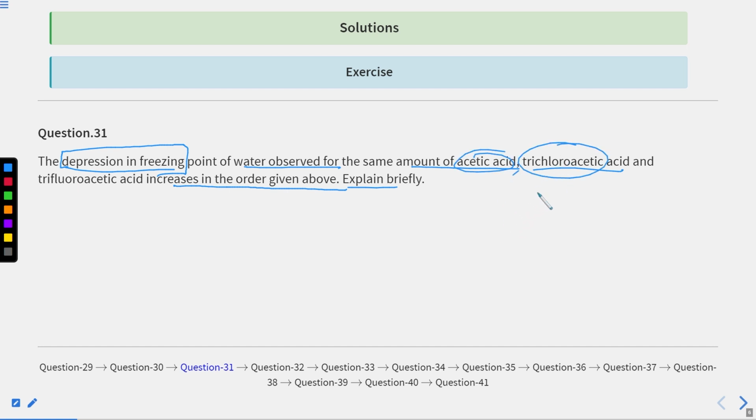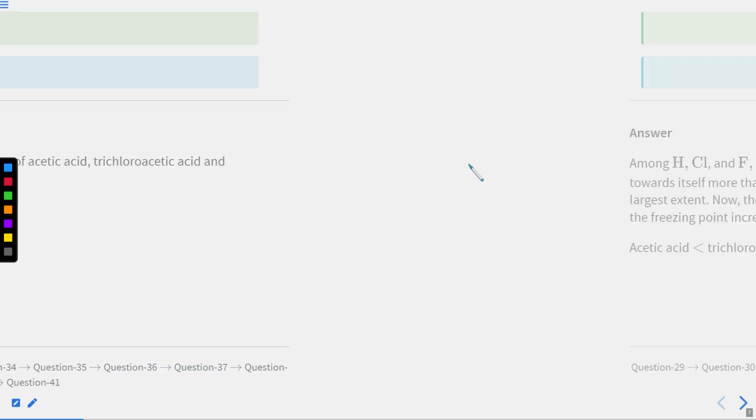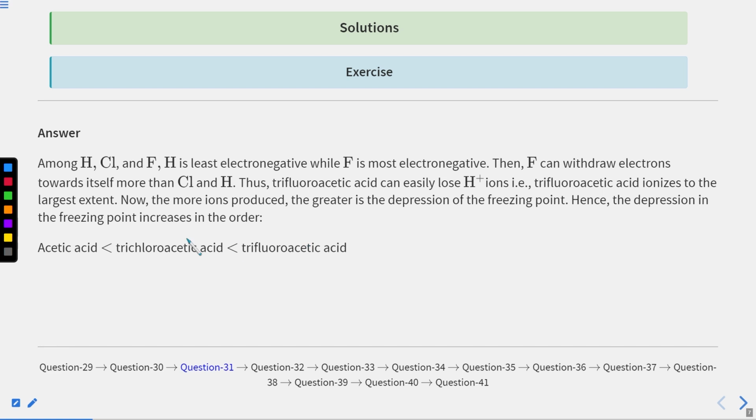So out of acetic acid, trichloroacetic acid, and trifluoroacetic acid, the trifluoroacetic acid has the most dipole moment, so it will be less volatile. Least volatile then will be trichloroacetic acid and then acetic acid. Therefore the acetic acid will have the least depression in freezing point, then trichloroacetic acid and then trifluoroacetic acid. So very simple to solve.